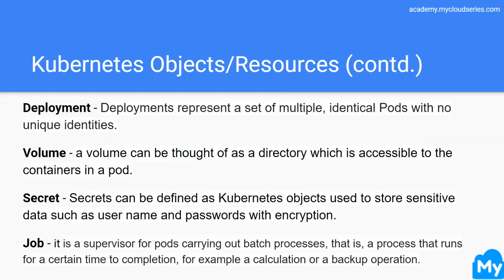All right, so the next thing I want to talk about here is deployments. A deployment represents a set of multiple identical pods with no unique identities. A deployment is what you usually use to house your pod. Kubernetes allows you to deploy a pod as an individual component. It also allows you to deploy a pod within a deployment.